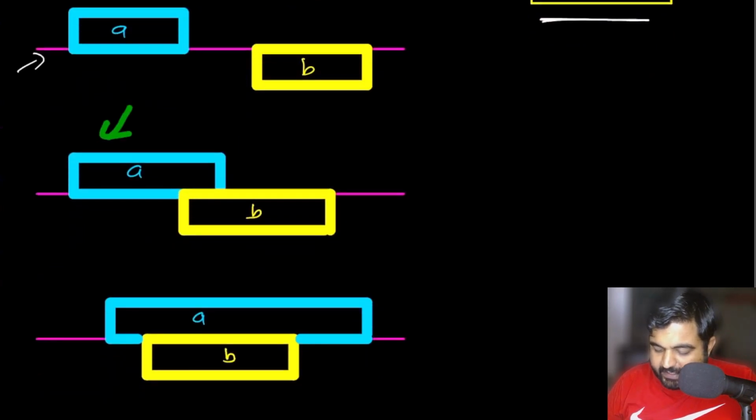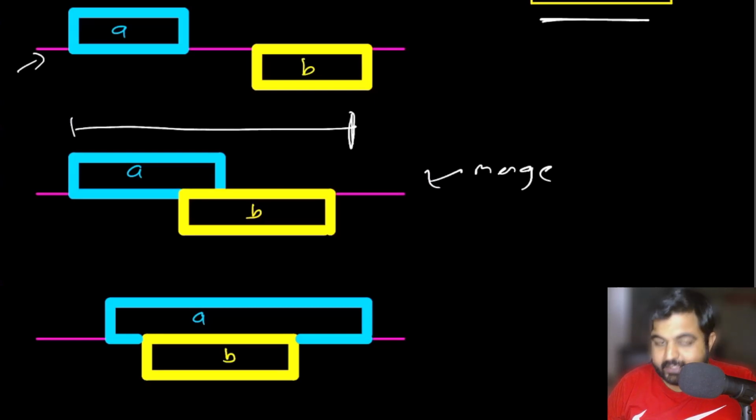The second possibility is that before interval A ends, interval B begins, which means there is an overlap in this portion. So we might be asked to do something here. We could be asked that if we see any overlap, we need to get rid of the overlap, or we need to merge these two.